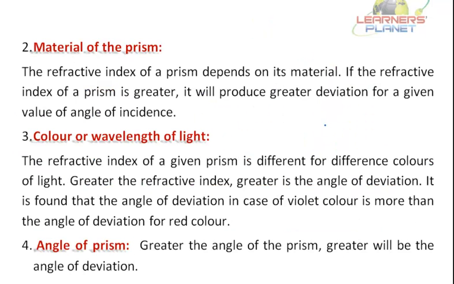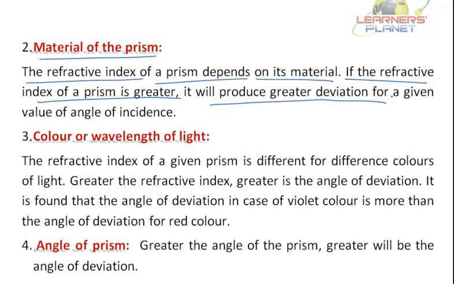Now the second factor is the material of the prism. The refractive index of the prism depends on its material. This we already know. So if the refractive index of the prism is greater, it will produce greater deviation for a given value of angle of incidence. Let's say you keep your angle of incidence constant, you do not change it, and then you start experimenting with different types of materials. It will be observed that if the refractive index of the prism is more, we will have more angle of deviation. These factors have been found out experimentally.